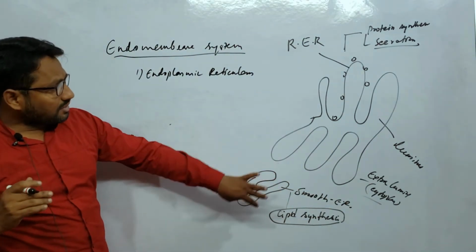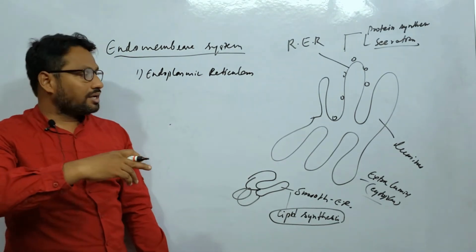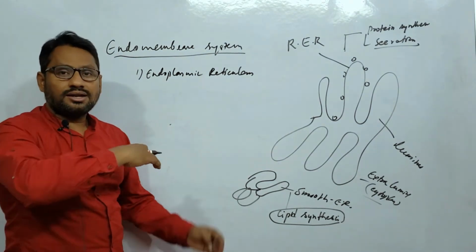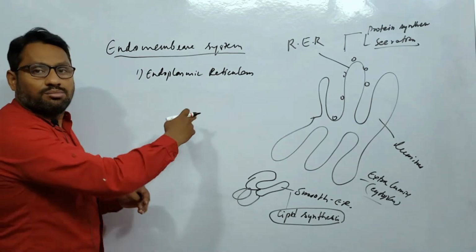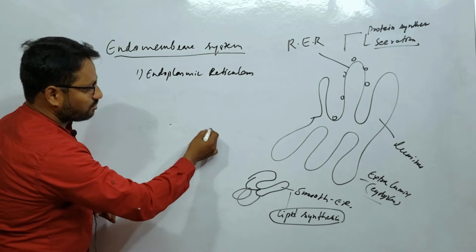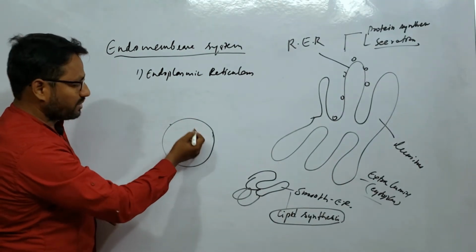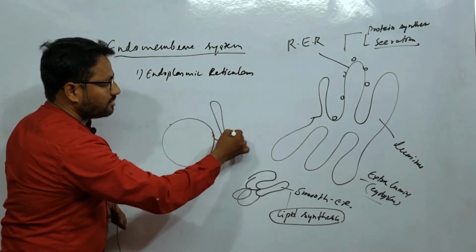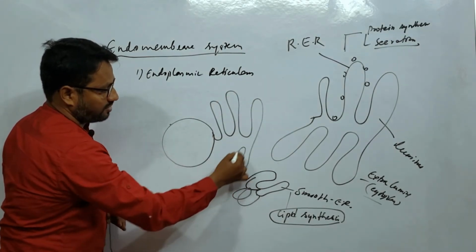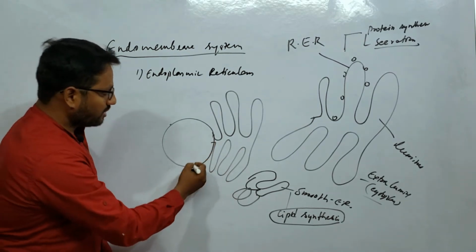The endoplasmic reticulum is extensive and also continuous with the outer membrane of the nucleus. For example, this is the nucleus, this is the nuclear envelope, the nuclear membrane, and here they are in this form. So, they are continuous with the nuclear membrane.